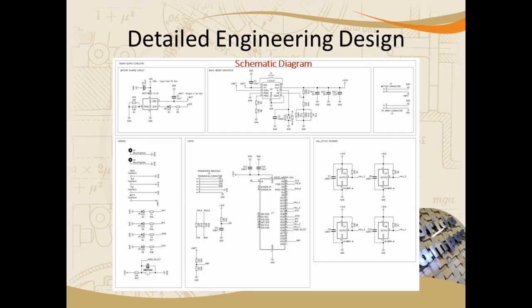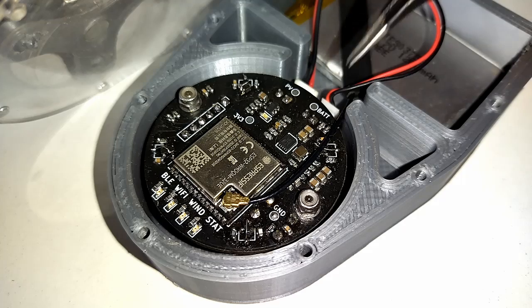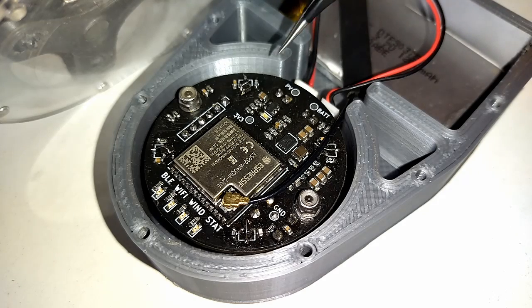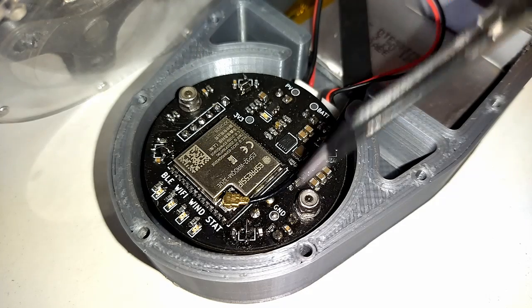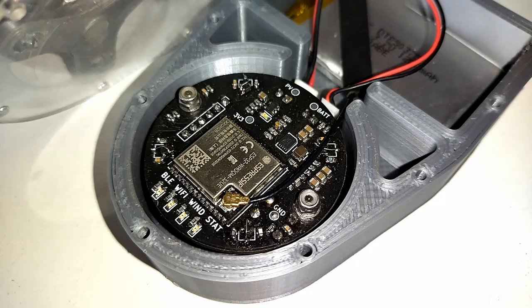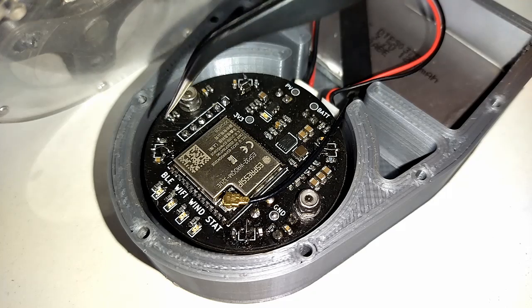Here's my detailed engineering design. This is my schematic. As you can see, there's a battery charge circuit, there's a buck-boost converter, here's all the power connections, all the add-on schematics, so there's a push button for future use, there's 4 status LEDs, there's an ESP32 microcontroller, and there's 4 Hall effect sensors.